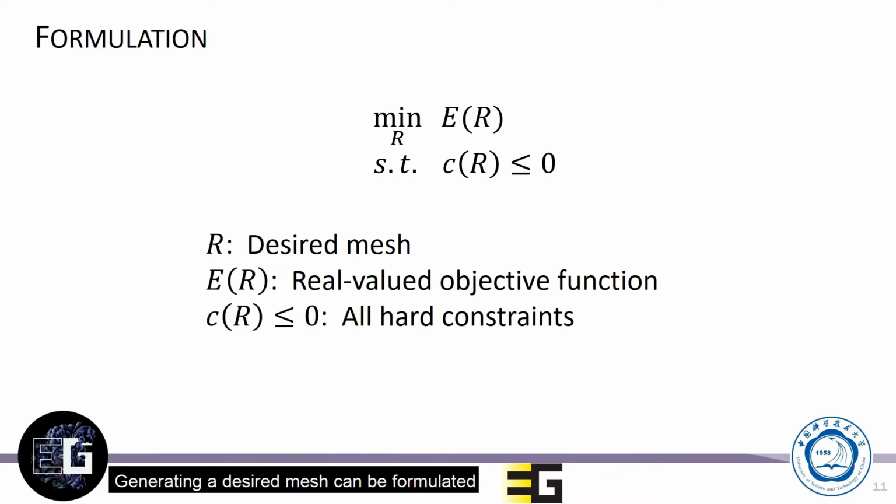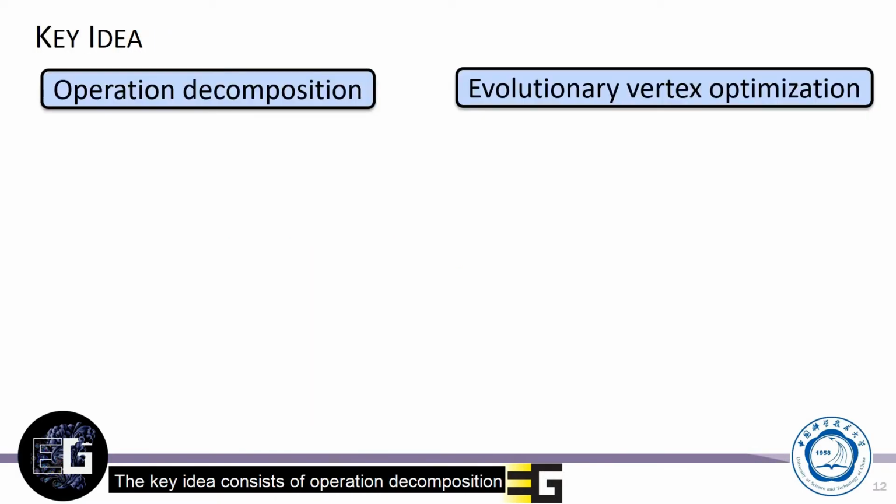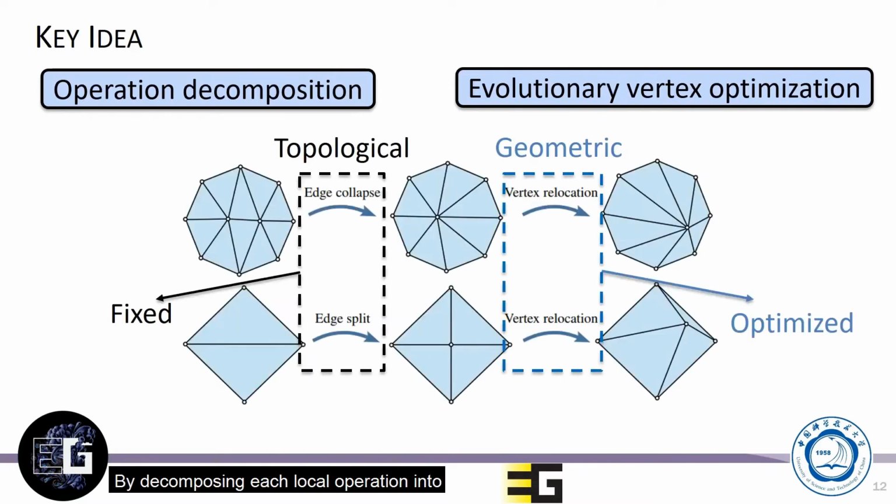Generating a desired mesh can be formulated as solving a constraint optimization problem. The key idea consists of operation decomposition and evolutionary vertex optimization. By decomposing each local operation into topological changes and geometric updates, we observe that the pattern of topological changes is fixed, and the degrees of freedom for optimization consist of vertex position.